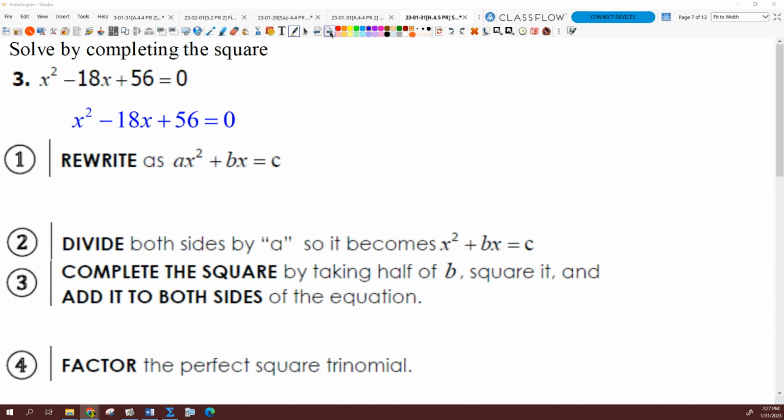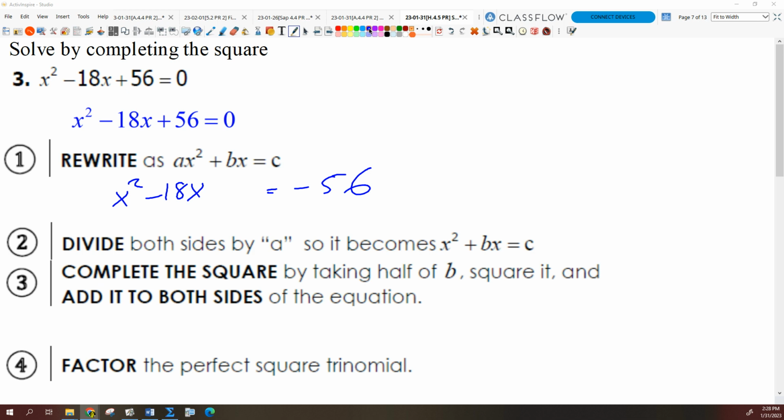Let's try it. How about one like that? This is just number 3 on your notes. Okay, let's solve by completing the square. Okay, what's first step? Good, I got to subtract the 56 to the other side, right? So I just get the x squared term and the x term by themselves on the working side, where we're gonna be completing the square. So first step would look like x squared minus 18x equals negative 56.